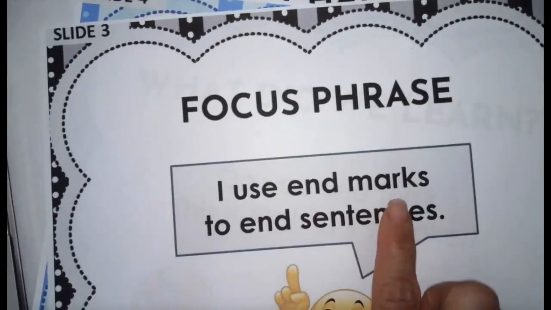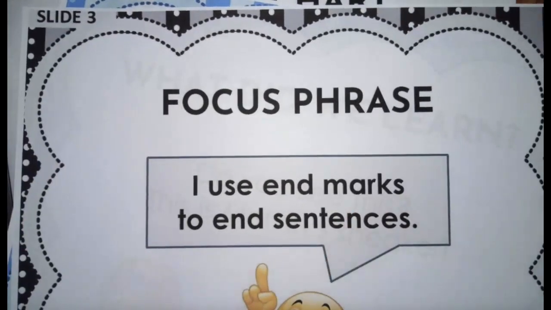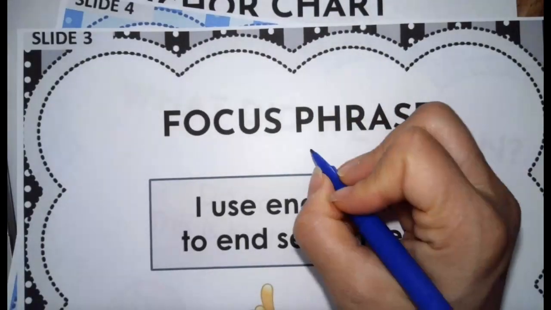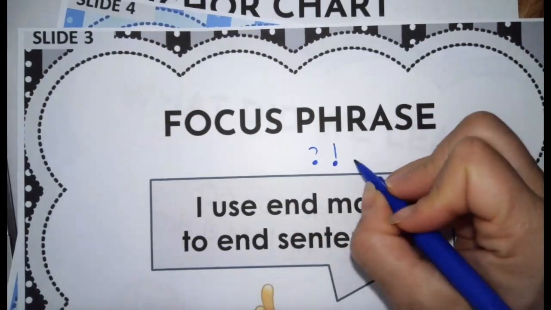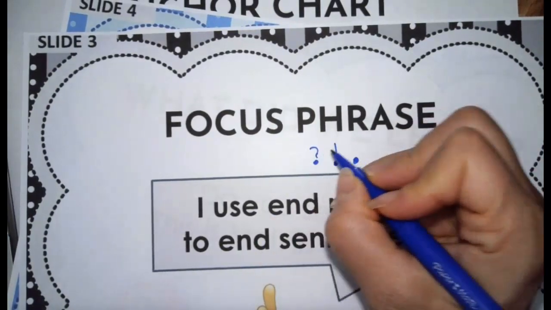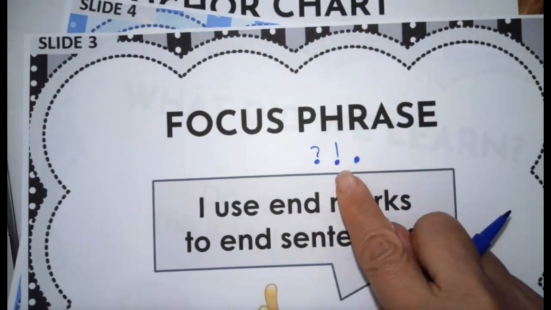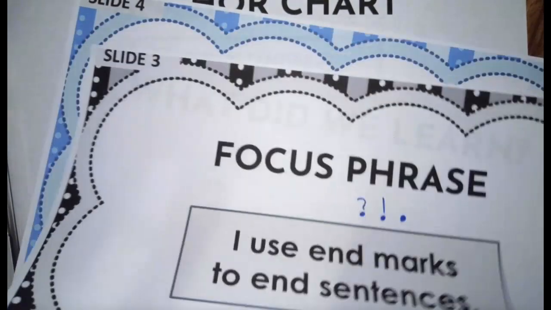But again, an end mark, we have 3 types of end marks that we can add on the end of a sentence. We have a question mark for a question, an exclamation point, and a period. Again, all sentences are going to end with one of these 3 things: a question mark, an exclamation mark, or a period. Okay, so that's one of the focuses.